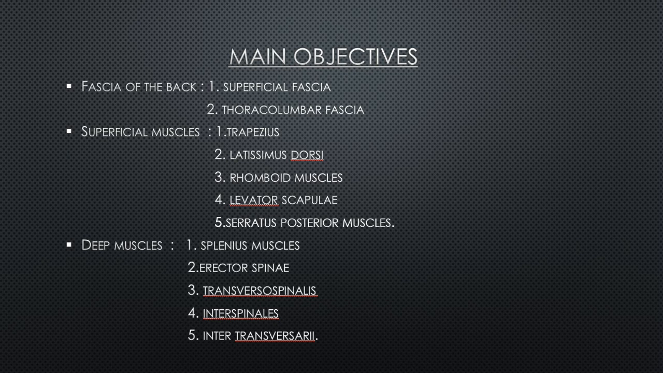Superficial muscles. Five muscles we need to learn: trapezius, latissimus dorsi, rhomboid muscle, levator scapulae, serratus posterior muscles. In deep muscles: splenius muscles, erector spinae, transversospinalis, interspinals, intertransversarii.